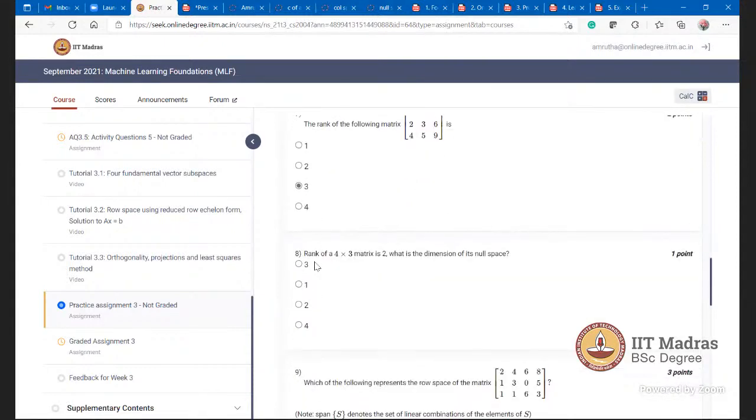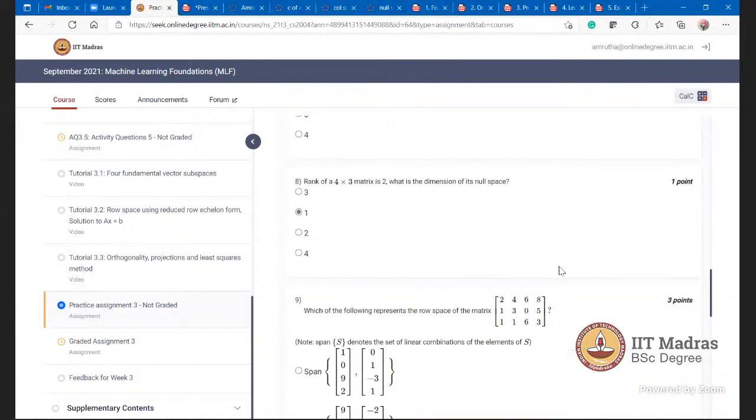And for this question, the rank of a 4x3 matrix is 2. So what is the dimension of its null space? It is also simple. Your rank is given as 2. Your number of columns is 3. Therefore, the dimension of your null space is n minus r, which is 3 minus 2, that is equal to 1.